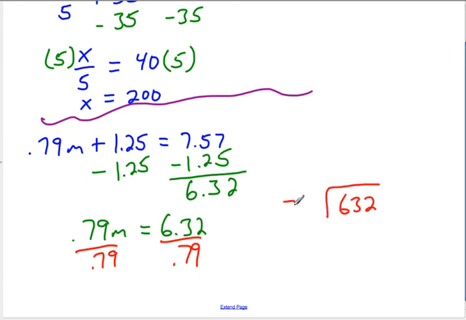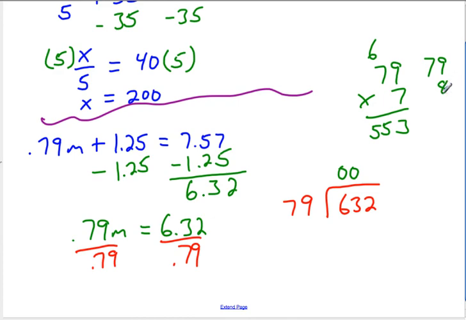632 divided by 79. So it does not go into 6 or 63. It goes into 632, I don't know, maybe 7 times. That's a guess. Alright, if I were to add 80-ish to that, I would end up with 630. Ooh, that might be exact. Okay, let's check it out. 79 times 8 is 632. Yeah, it's exactly 8. So we're done. So m equals 8.